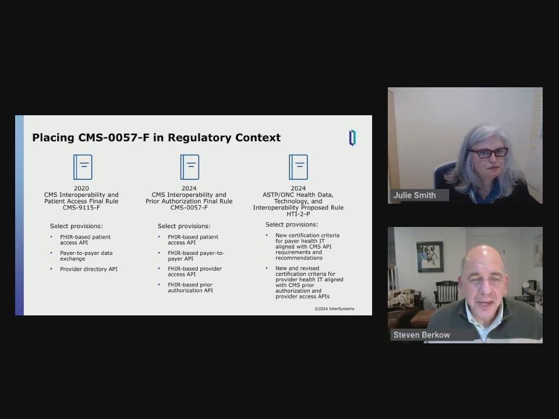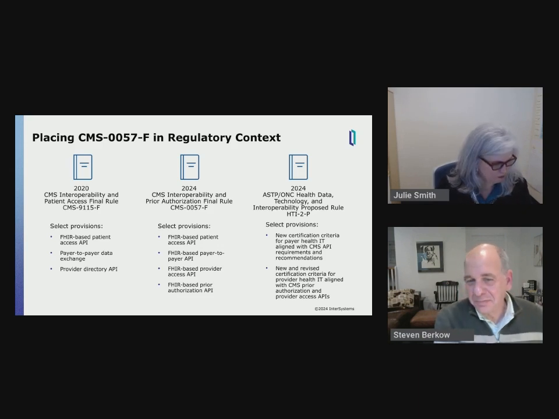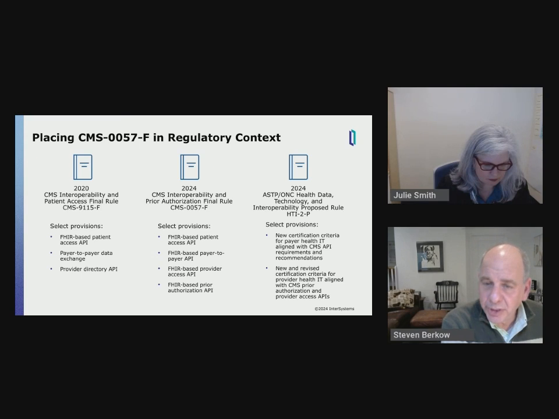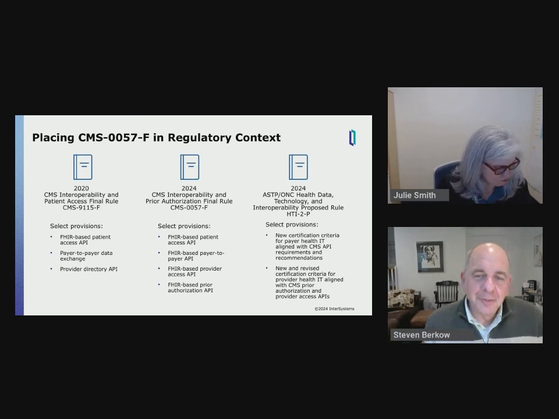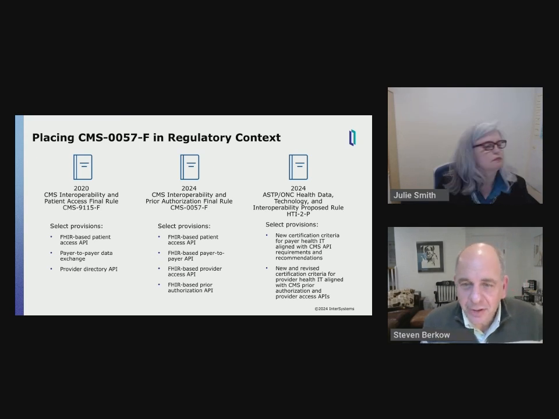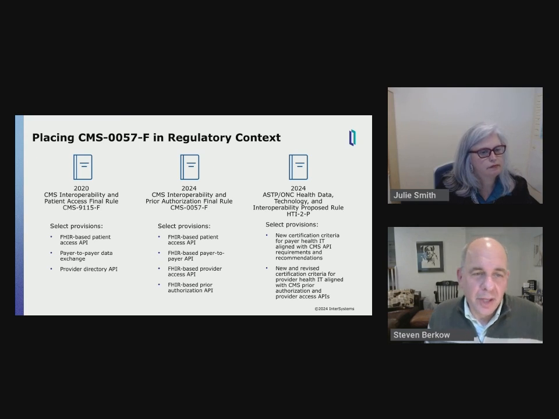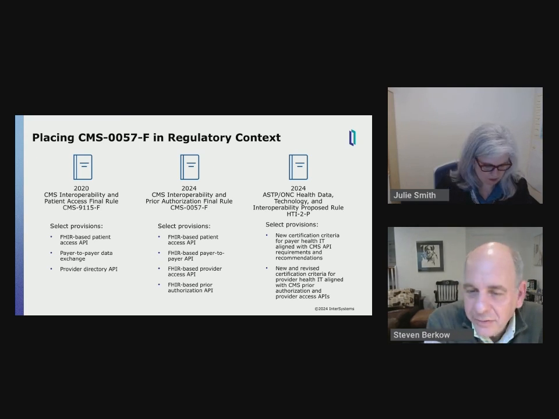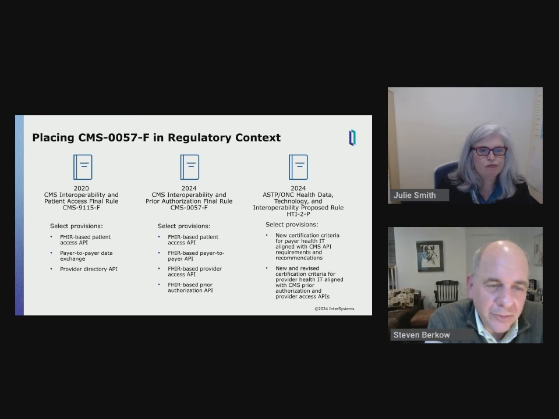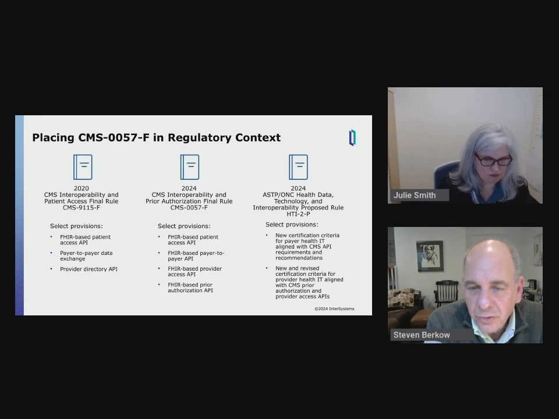And so what you see on the slide here is the most relevant regulation that predates 0057, and most likely the most relevant regulation that's going to be finalized after it. So on the left, starting on the far left, this is 9115. It was finalized in 2020. I just called out a couple of the most relevant provisions. So requiring plan support for a FHIR-based patient access API. It did call for the payer-to-payer data exchange, and it also did call for a plan-supported provider directory API.